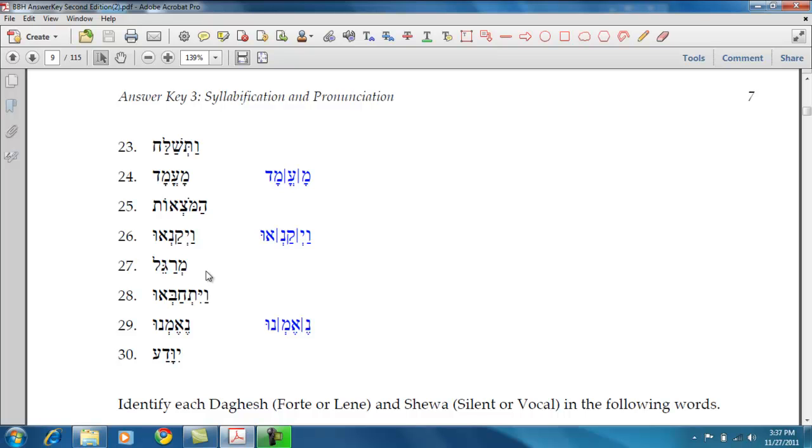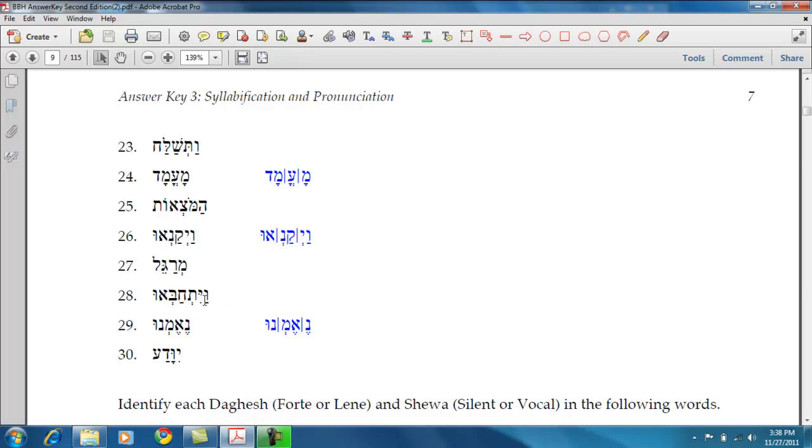Number 27 is meragel. You would start with the mem and the shva. That's a vocal shva. Me. Then that's your first syllable. Break it there. Have your resh and your patach and your gimel for your second syllable. And then start your third syllable with your gimel, your tsere, and your lamed. Meragel is how you would pronounce that. Three syllables long.